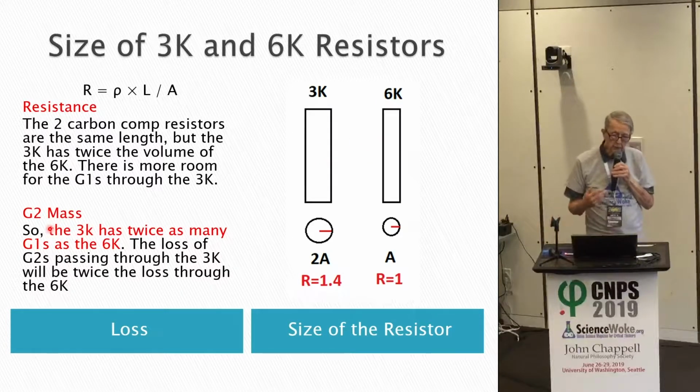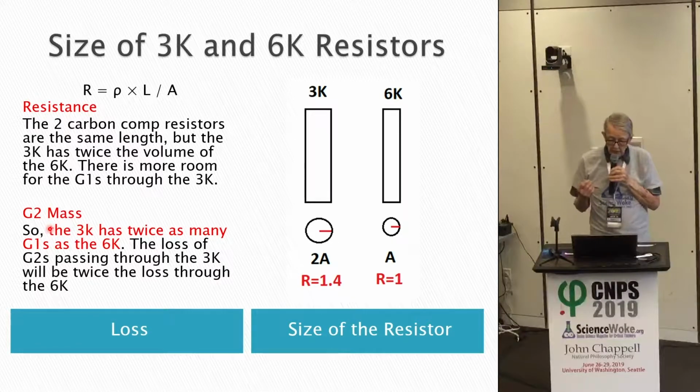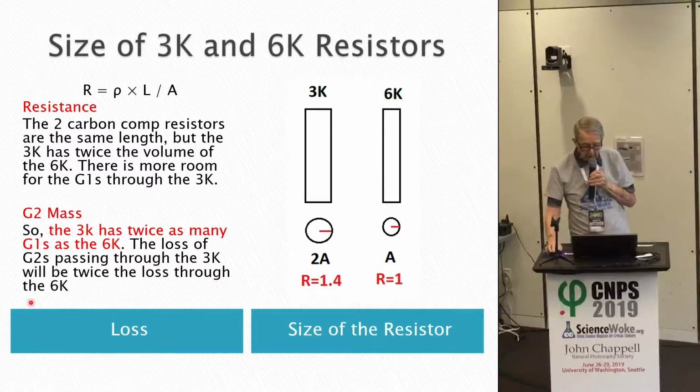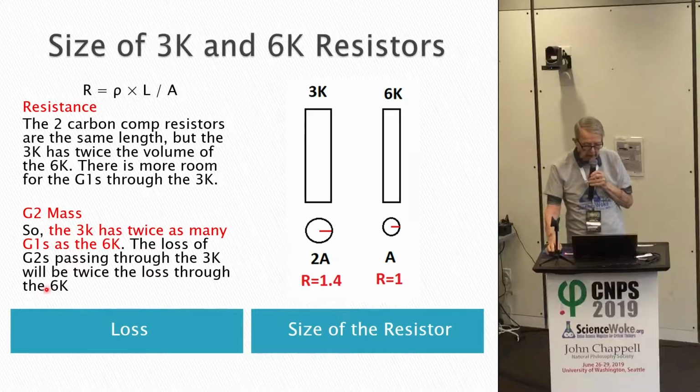G2 mass is my term for, we have G1 mass, which is equivalent to the kilogram standard. G2 mass is the mass of the object that the G2 particle interacts with. What I found over time is that most of the time, the primary element is the G1 particle. I'm sure the nucleus is into it and whatever else, but I generally use that as my initial way to evaluate. So the 3K has twice as many G1s as the 6K, and I claim it has twice the mass.